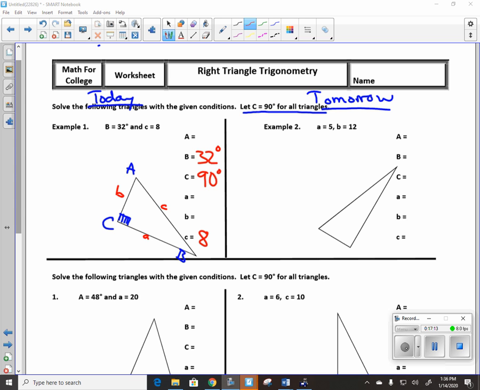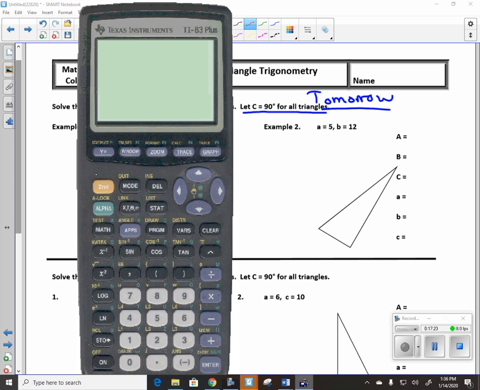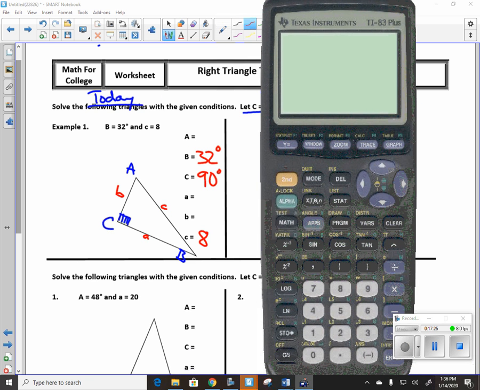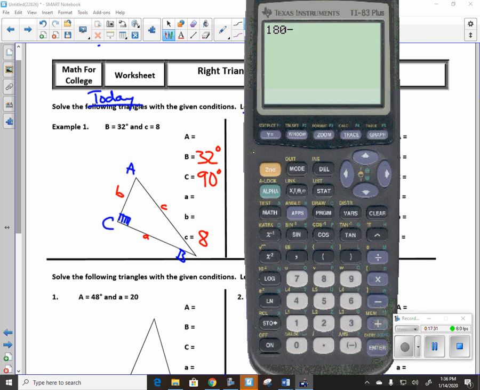So JGL says we've got another one that's pretty easy to find. A is easy to find because all the angles of a triangle have to add up to 180. So if I take my calculator and I go 180 and I subtract 90 and I subtract 32, I get 58. Is everybody okay with that?